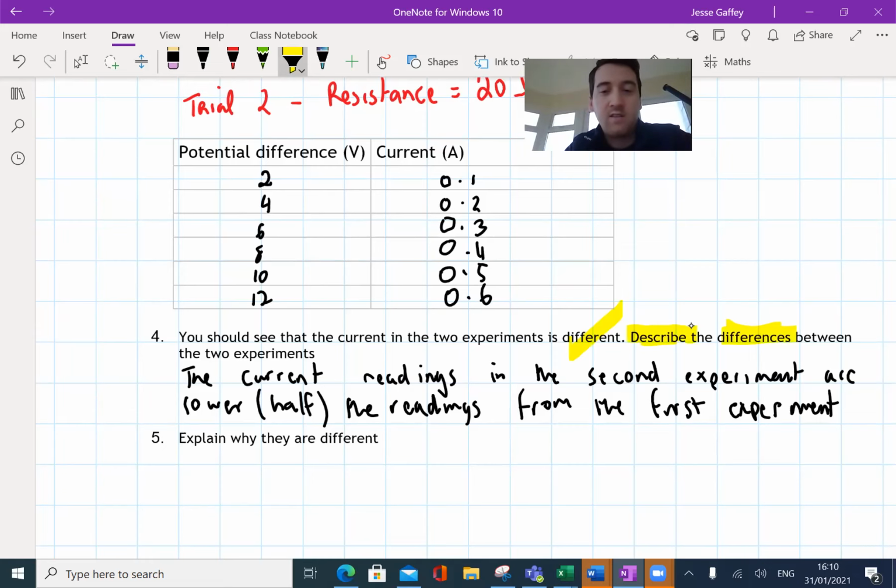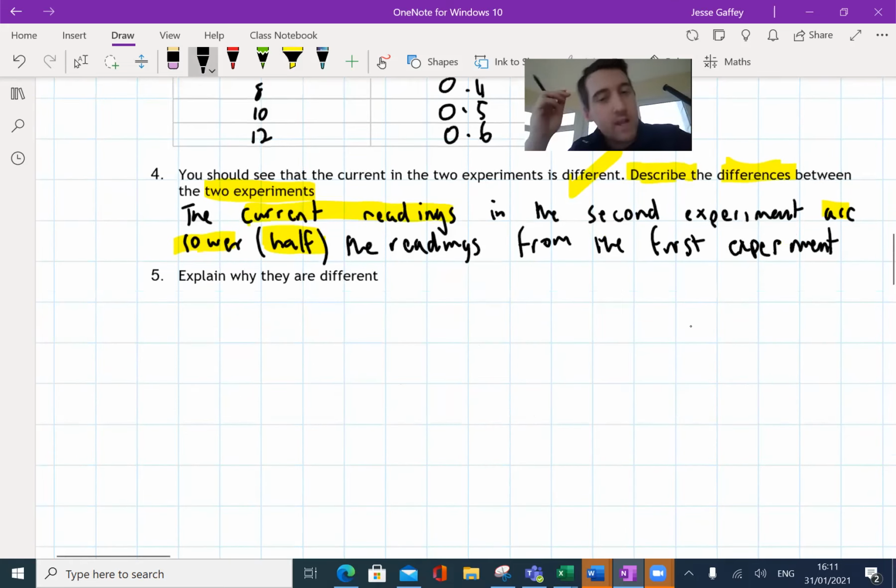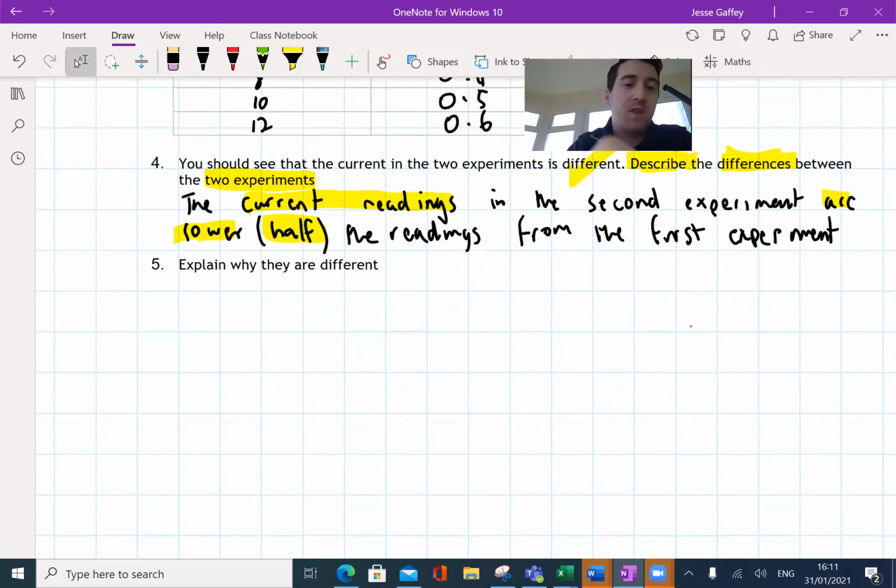I've described that the current readings, that's what's different. The current readings are lower and they are half the readings from the first experiment. I'm pretty happy that I've answered the question. I have described the differences between the two experiments. I have referred to the first experiment and the second experiment. I then have to explain why they are different. So what is it that's changed that's made them different? Explain why they're different. Okay, so pause the video, try and explain why the answers are different.